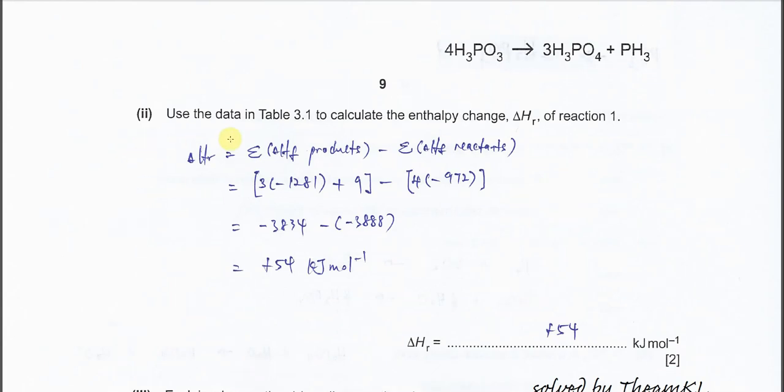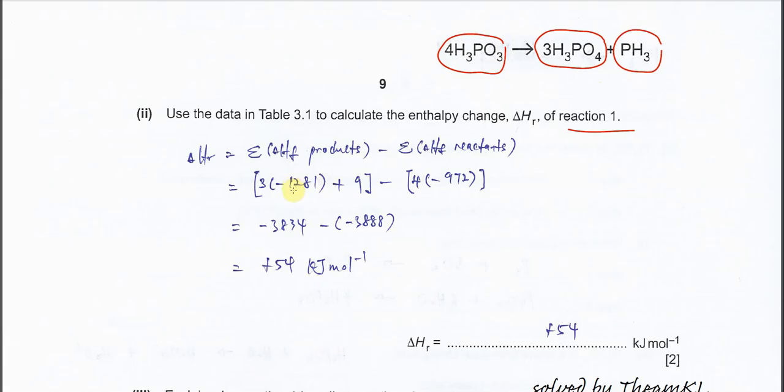And part 2, use the data in table 3.1 to calculate the enthalpy change of reaction for this reaction 1. This is reaction 1, I already put it here. So we know that to get the delta H of reaction, we need to use the sum of the formations of products minus the sum of the delta H formation of reactants. So the products now are H3PO4 and PH3. So we use these two products minus this reactant H3PO3.